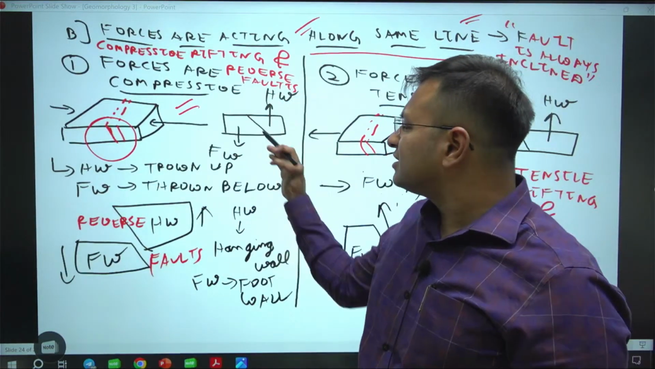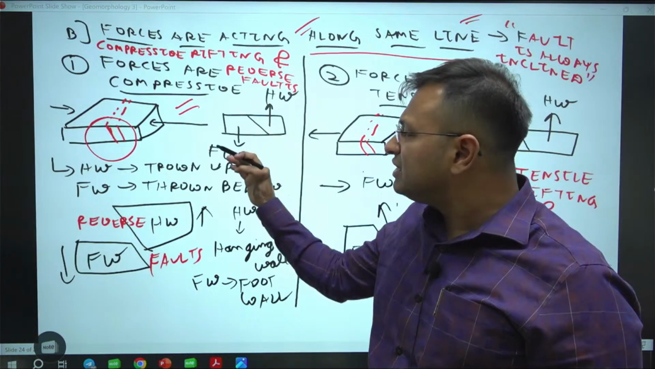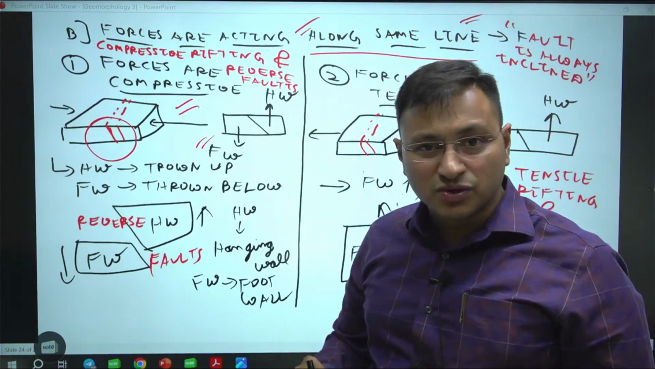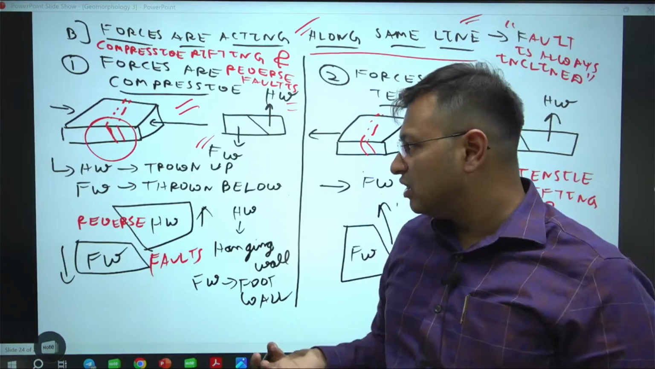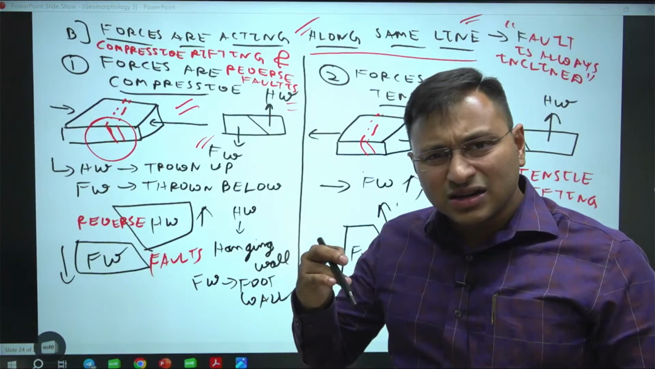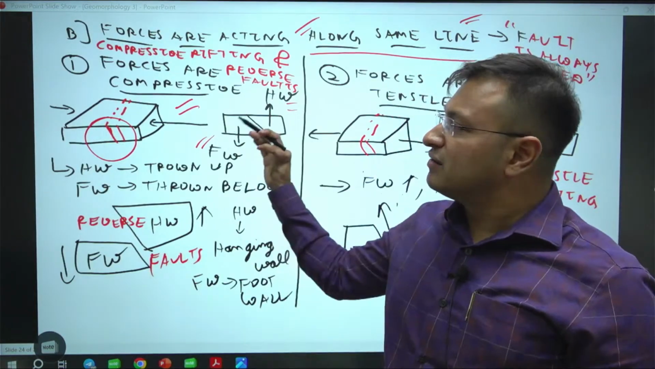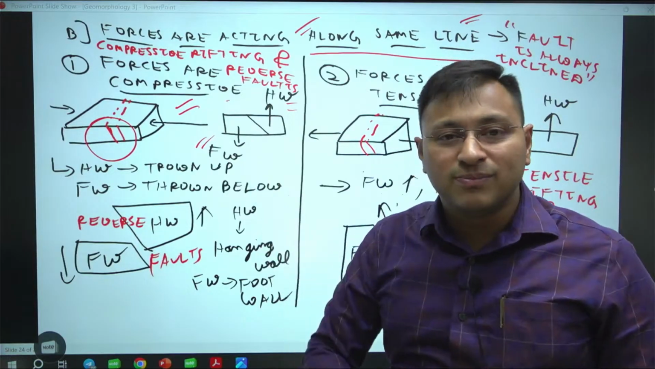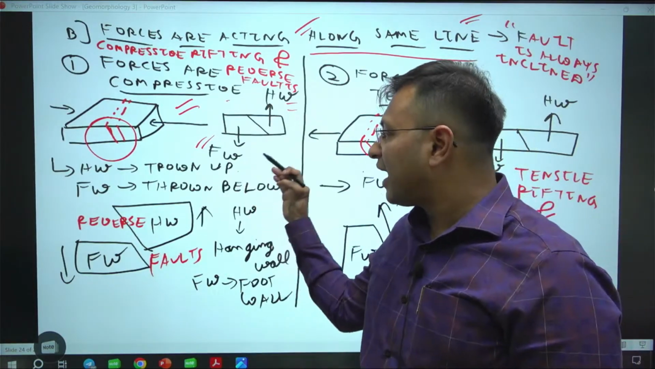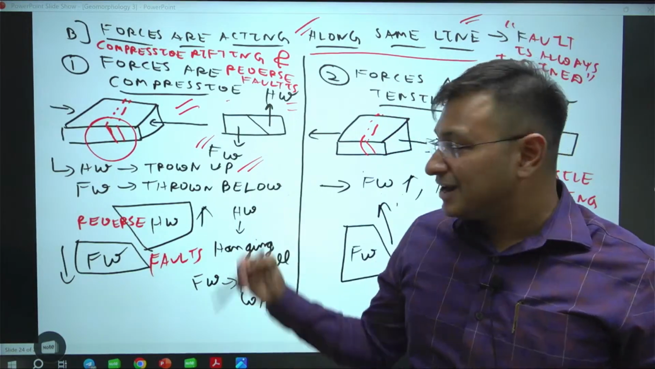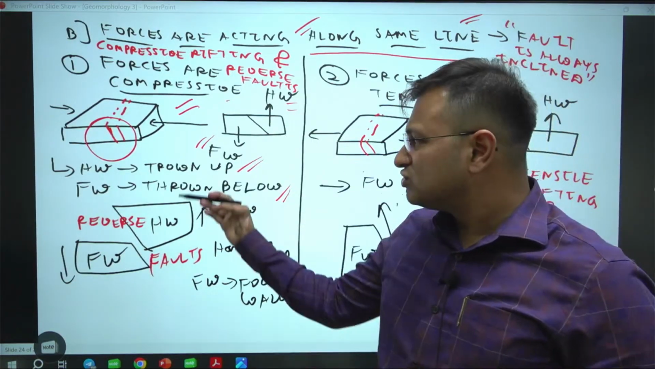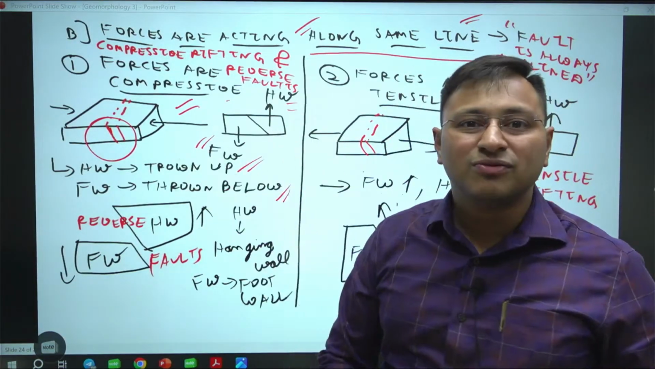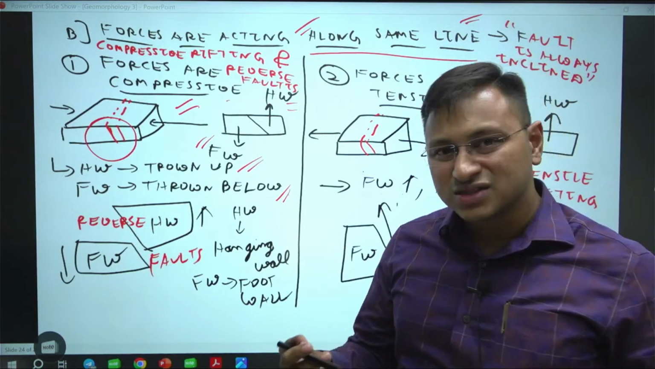As the crack develops, the area beneath the crack is referred to as the footwall. The area above the crack is referred to as the hanging wall. It is found that whenever the forces are compressive, as a rule, the hanging walls are thrown up, and as a rule, the footwalls are thrown below. So the hanging walls are thrown up and the footwalls are thrown below. This is found as a rule per se.